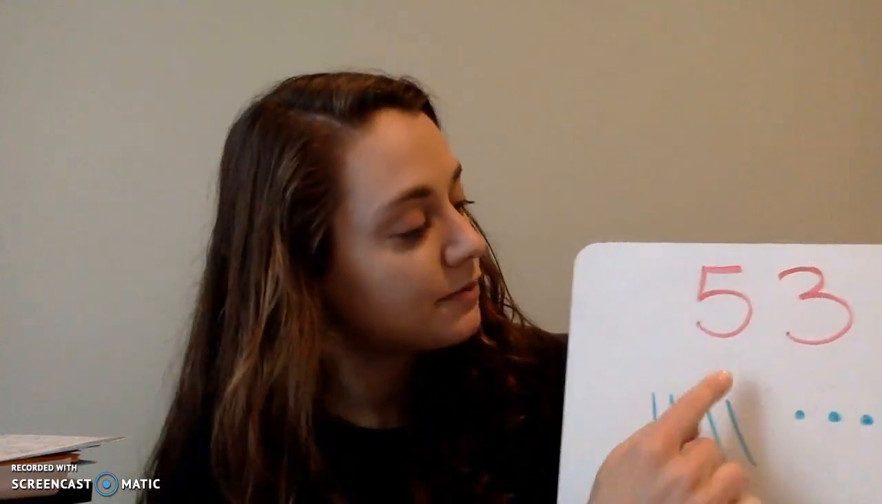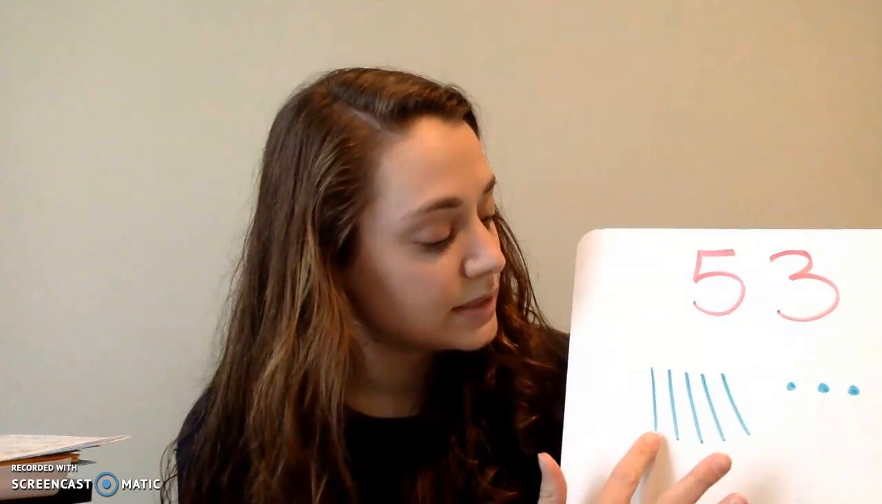Now let's look at the 5. My 5 is in the tens place. So if I ask you, what's the value of 5 in 53? What's it worth? Did you get it? The 5 is actually going to be worth 50 because when it's in the tens place, I'm talking about 5 tens. And if I count those up, 10, 20, 30, 40, 50, it's worth 50, okay?